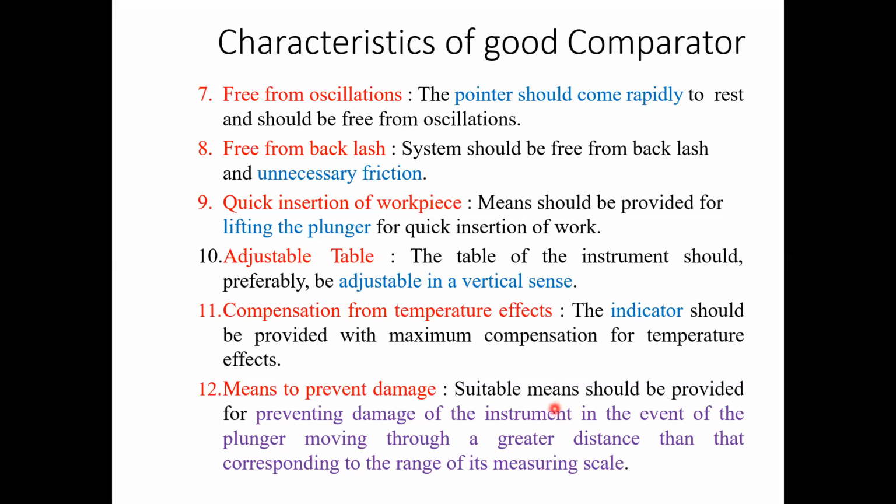Means to prevent damage. Suitable means are to be provided for preventing damage to the instrument when the plunger moves through a greater distance than that corresponding to the range of its measuring scale. When it is moving a greater distance than the given range, it should not damage the instrument. For that, there is a provision, right? These are all the different required characteristics of a good comparator.